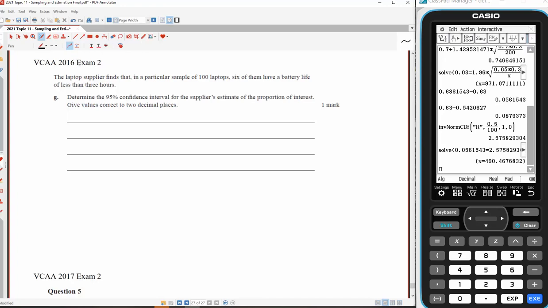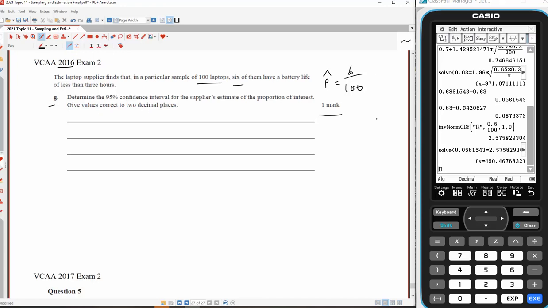Here's VCAA 2016 exam 2. This would be the first exam with stats on it. So let's just see what the question is. So it's G, it's part of a probability question. The laptop supplier finds that in a particular sample of 100 laptops, 6 of them have a battery life of less than 3 hours. So p hat equals that. Determine the 95% confidence interval for the supplier's estimate of the proportion of interest. Give values correct to 2 decimal places. So this is 1 mark.